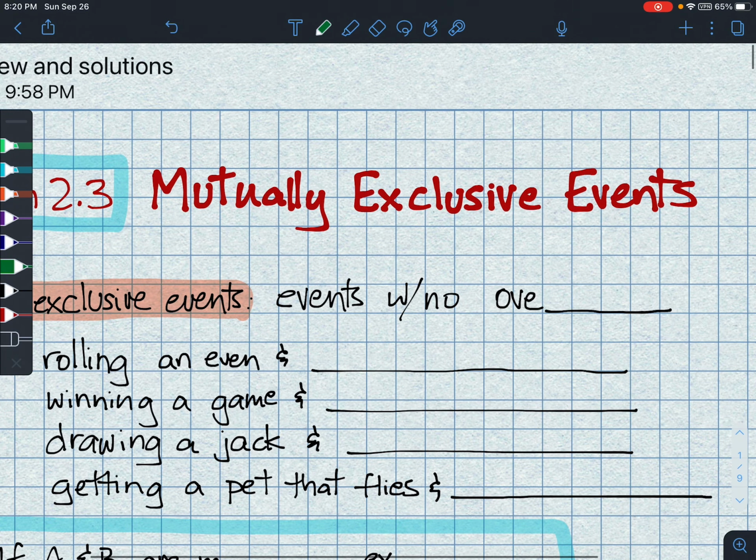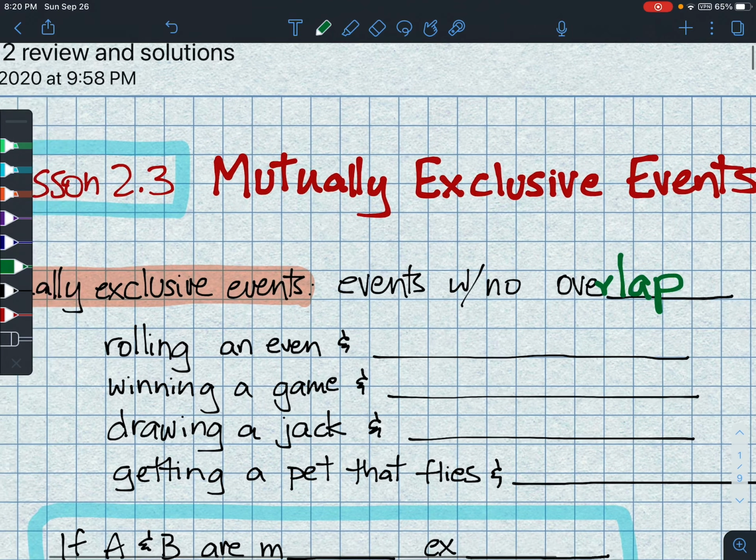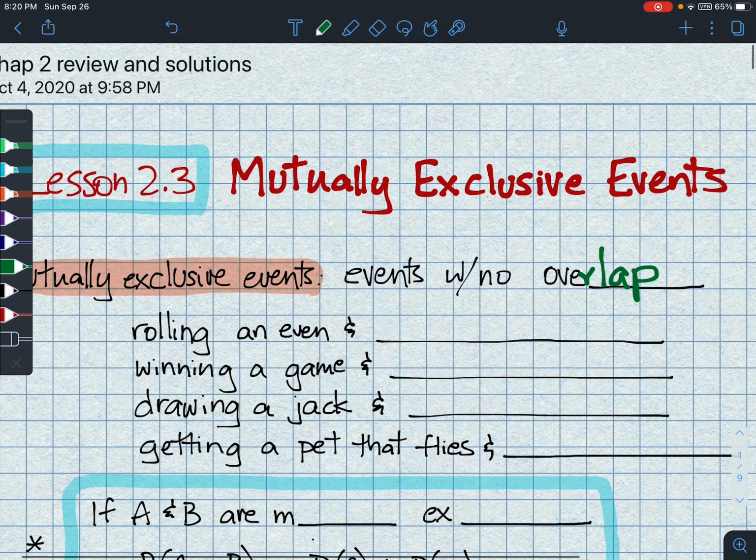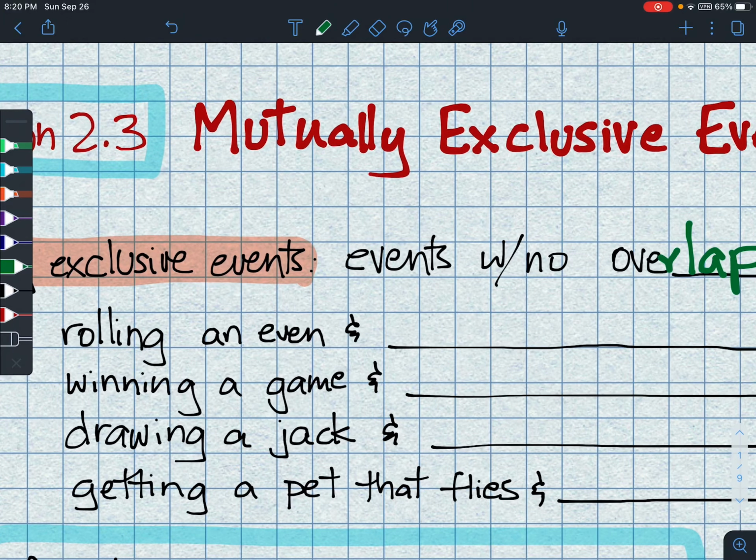The main idea here is that mutually exclusive events have no overlap. That means that they don't share anything. So it would be like rolling a die and getting an even, or rolling a die and getting an odd. There's no overlap there. Winning a game or tying a game. I don't think I spelled tying right.